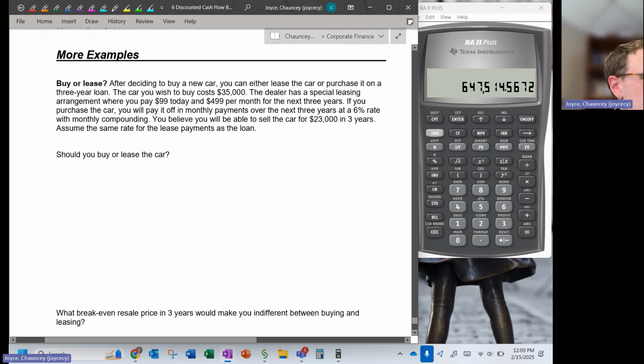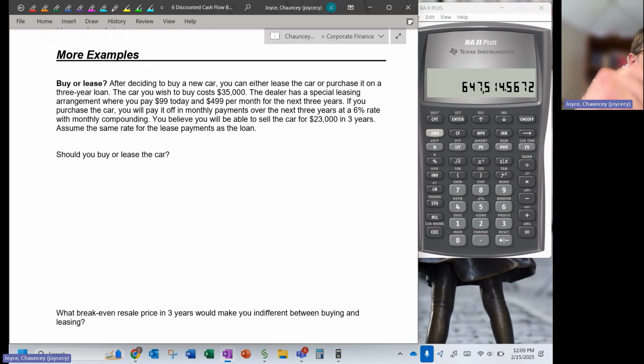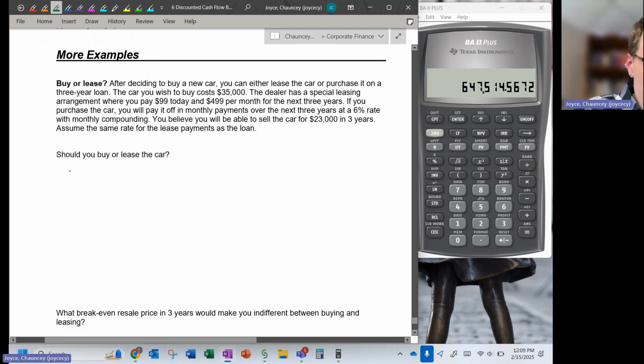Lease and buy a car. This is probably the trickiest one in the whole question. You're looking at a new car, so should you buy or lease the car? I like to set this one up formulaically. As it gets more complicated, it just makes it a little bit more straightforward for me to see it this way. You're going to calculate the present value of each cost. So we'll find the present value today of leasing the vehicle.